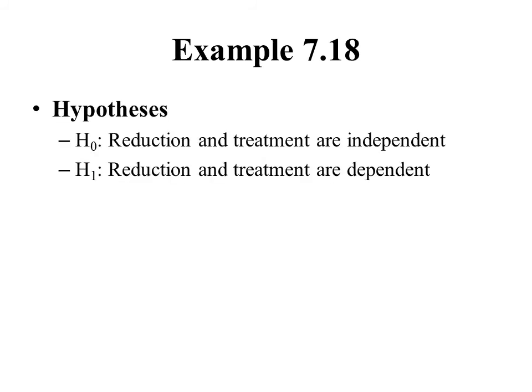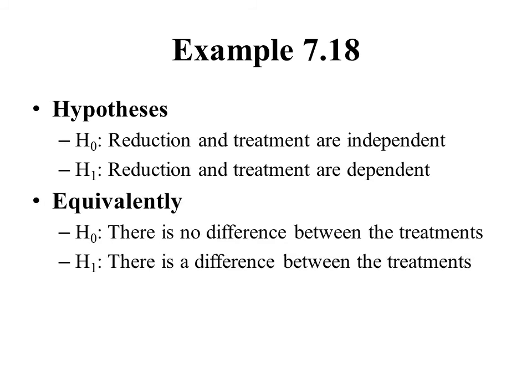Our null hypothesis is that the row variables are independent of the column variables. So in this case, pain reduction and treatment are independent. The alternative is that they are dependent. Or equivalently, we could state these hypotheses as: there is no difference between the treatments, and there is a difference between the treatments.